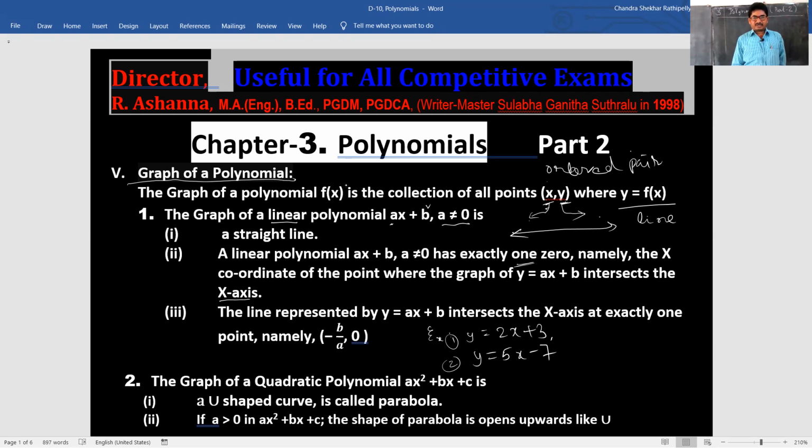A linear polynomial ax plus b, a is not equal to 0, has exactly one zero. Namely, the x coordinate of the point where the graph of y is equal to ax plus b intersects the x-axis. The line cuts the x-axis at exactly one place. So that's why the zero of this linear polynomial is one zero.